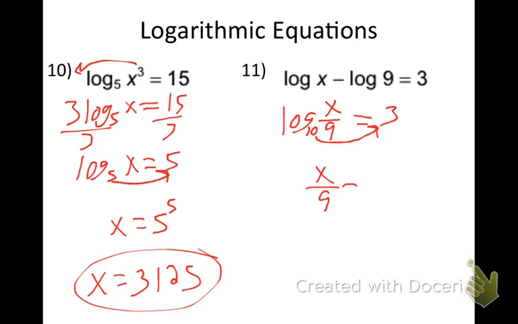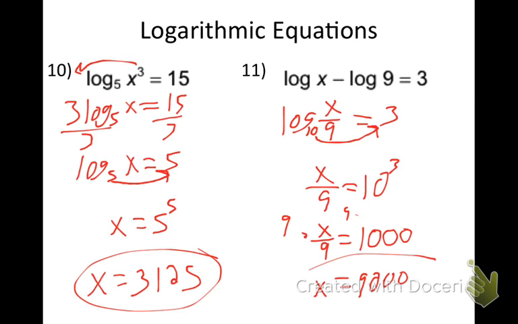So you have x over 9 equals 10 to the 3rd power. What's 10 to the 3rd power? 1,000. So I have x over 9 equals 1,000. And now I need to do what to both sides? Multiply by 9. Exactly. I get x equals 9,000. Nice job. Here's your assignment.